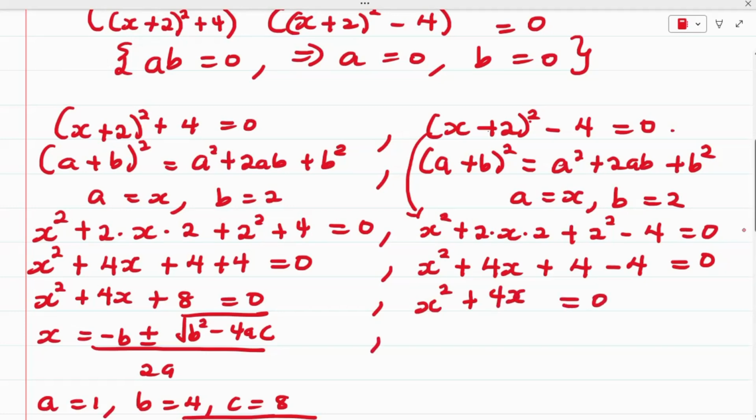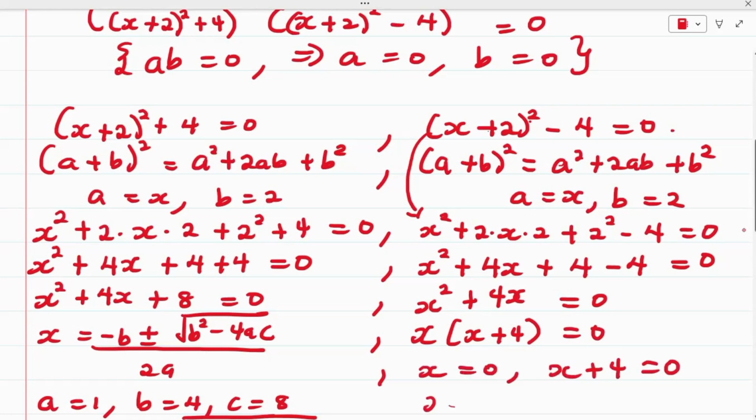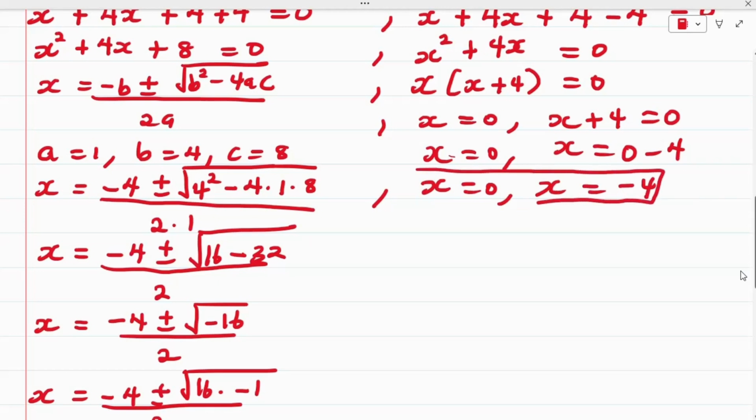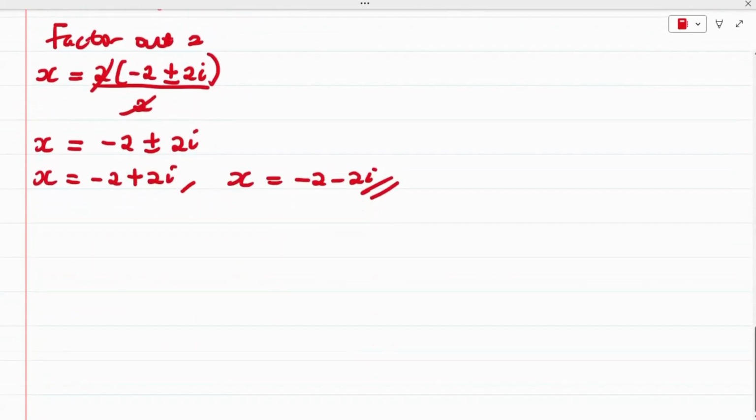So from here we want to simply factor out x. Since x is a common term, we have this to be x into (x plus 4), and this is equal to 0. So from here we have that x is equal to 0 and x plus 4 is equal to 0. So we have x is equal to 0 and x is equal to 0 minus 4. So we have x equal to 0 and x is equal to minus 4. And this becomes the third and fourth values of x. We have been able to find all the values of x right here.